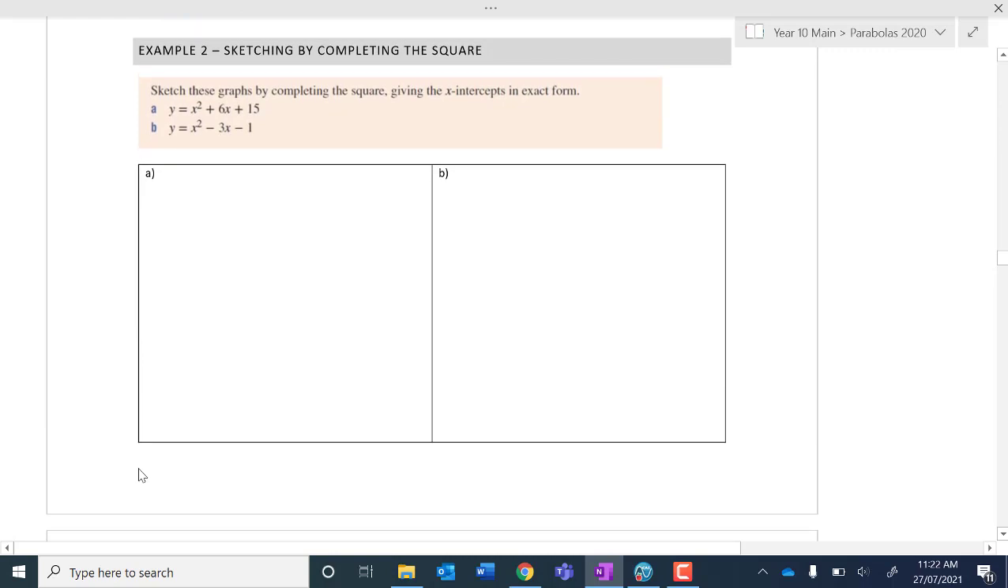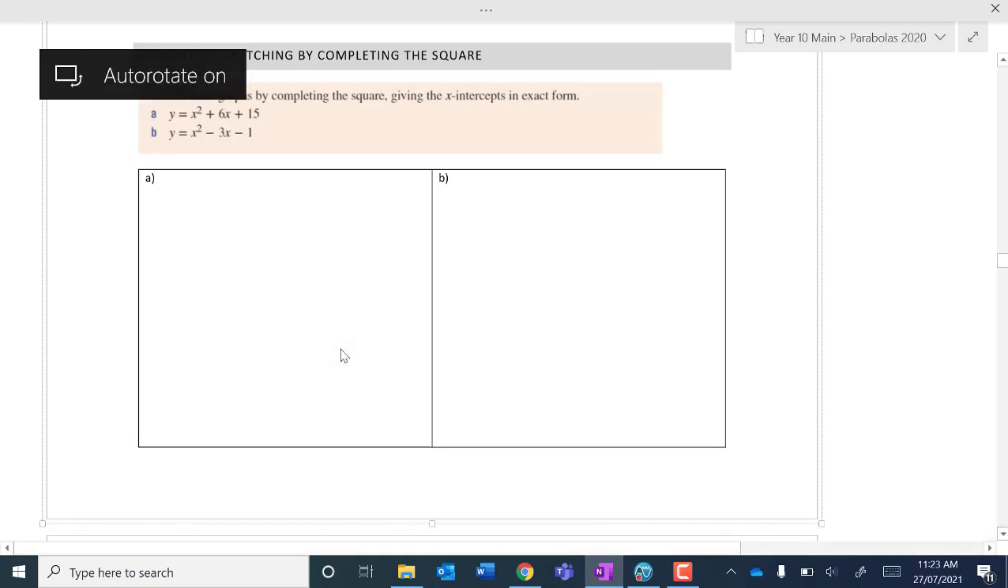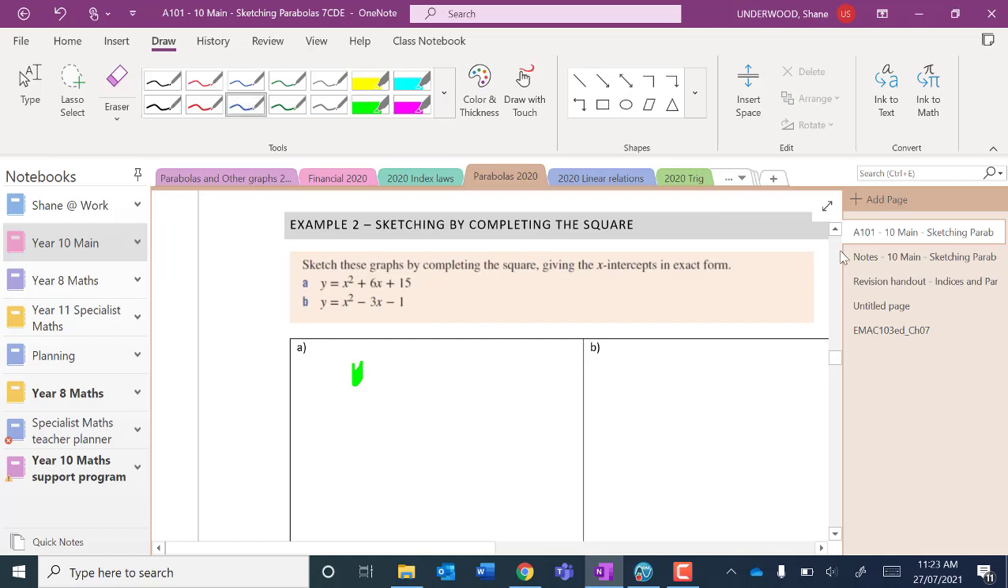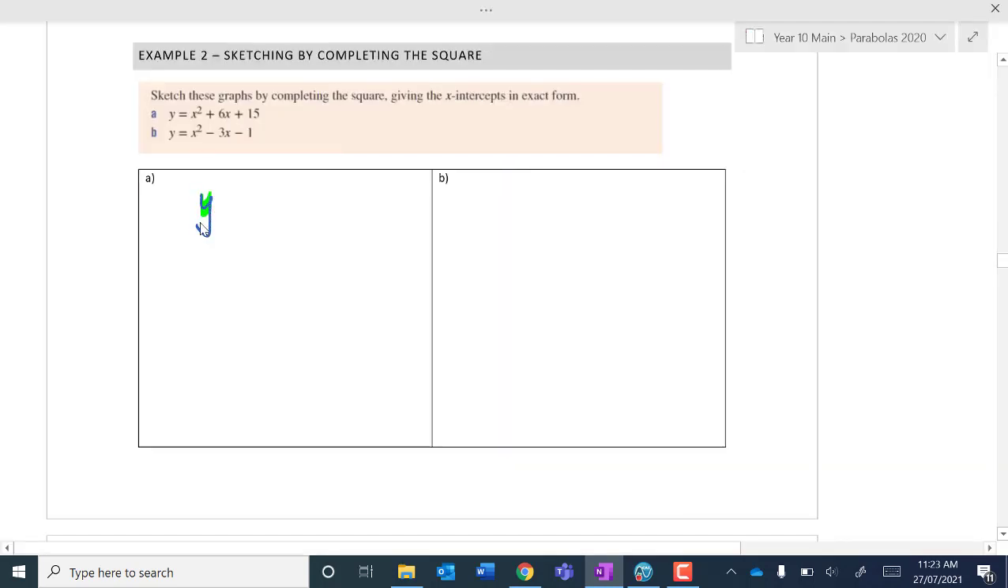Okay, so notice that these are in what form we're looking at, which is standard form. What I mean by standard form is y is equal to ax squared plus bx plus c. Well, if a is 1, then we can complete the square. Okay, we can complete the square.